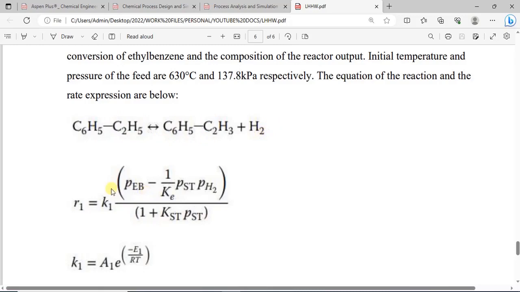And then this is the rate expression. You have R1 equal to K1 times PEB minus 1 over KE times PST times PH2, all over 1 plus KST times PST. Here you can see that they gave both the forward expression and the backward expression, and this is because it's a reversible process. So you have more data down here.